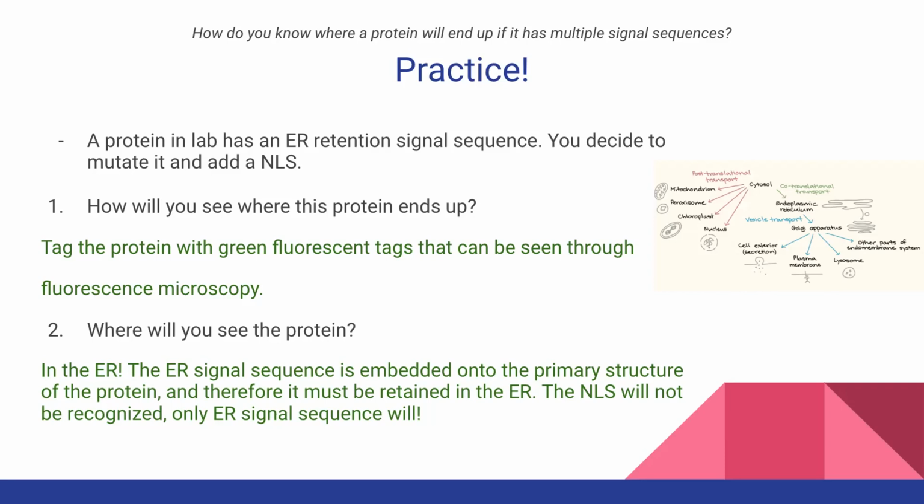So it can't somehow go back out to go into the nucleus or anything. Since it has a retention signal sequence, it'll just stay in the ER. It doesn't have an ER sequence. We're mutating it to add an NLS, but not change it. Oh, it's that. Yeah, it's just adding the NLS. It's not changing the retention to an NLS.